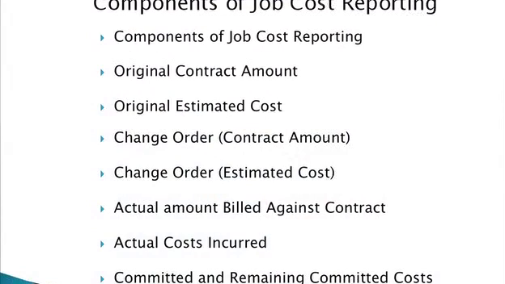So again, when we talk about job costing, I think in the blurb that was written on here, there were 5 components of job costing that we talked about that are essential. Really, if you look at the first page with the actual first report, look at the first bullet point there, the components of job costing: the original contract amount, original estimated cost, change orders to contract amount, change orders to estimated cost, actual amount billed against contract, actual cost incurred, and then committed and remaining committed cost. These are what I consider the 7 components of job costing.